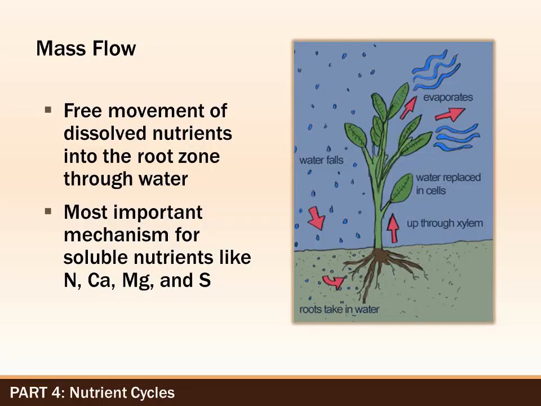As far as how nitrogen actually makes its way into the plant, it and several other soluble nutrients like calcium, magnesium, and sulfur will freely move with water in their dissolved form to the plant root. As water flows to roots, nutrients carried by mass flow are simply carried along with it.